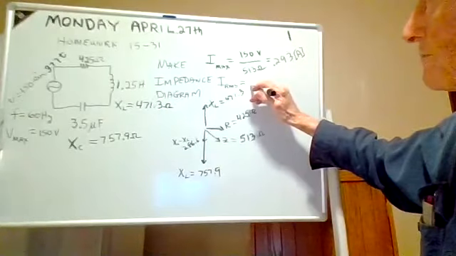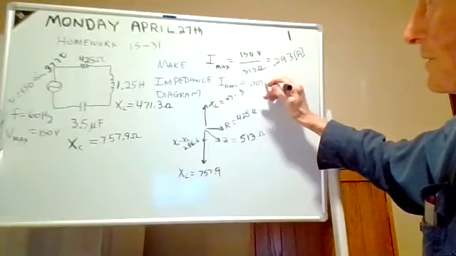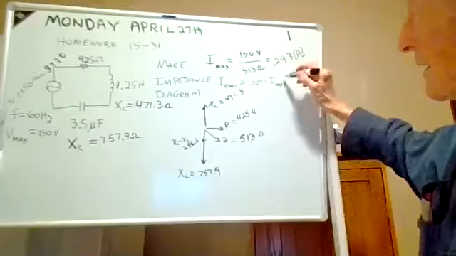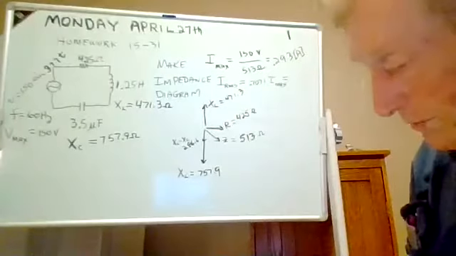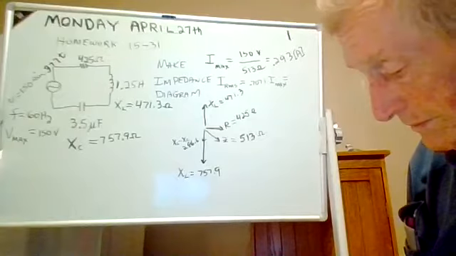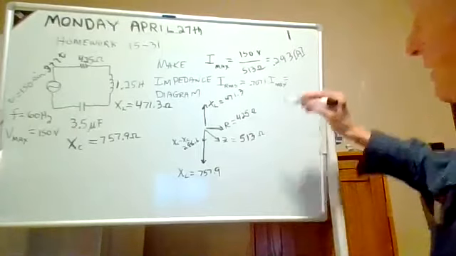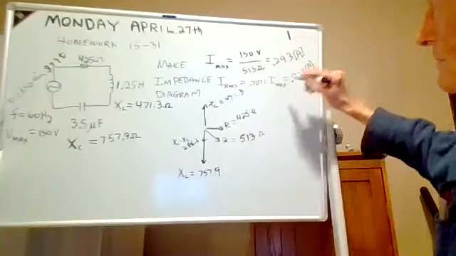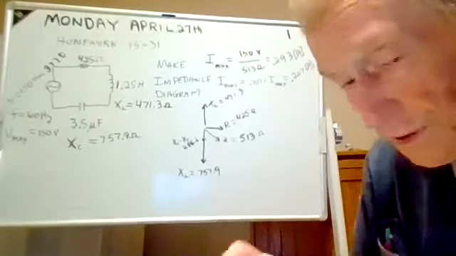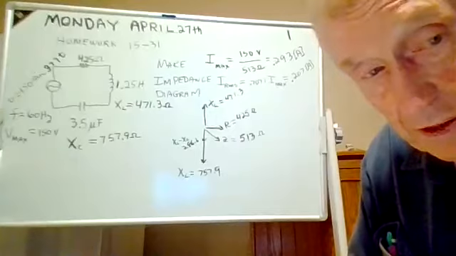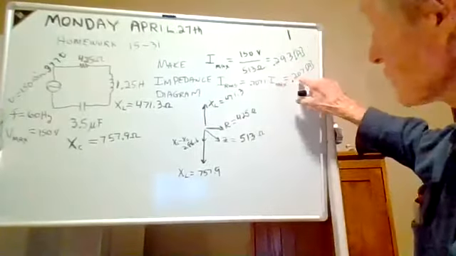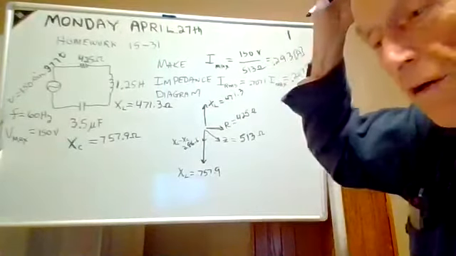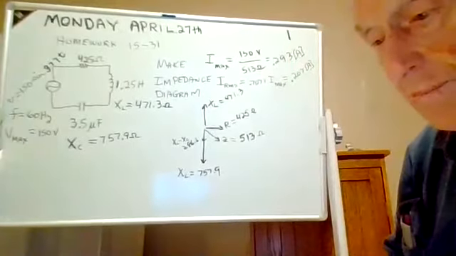Now, if you wanted the RMS current, that would be 0.7071 times your maximum. If they asked for the RMS current, it would be 0.207 amperes. If you put an AC ammeter on this circuit and measured the current, that's what it would measure. AC ammeters don't measure maximum, they measure the RMS, the root mean square current.